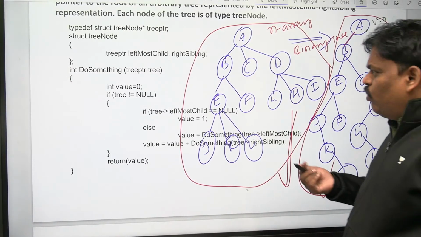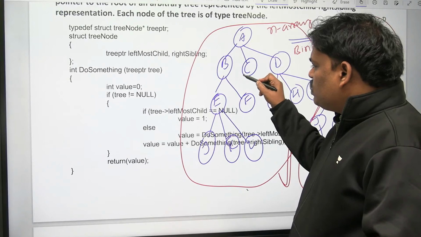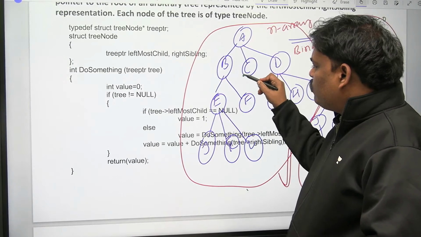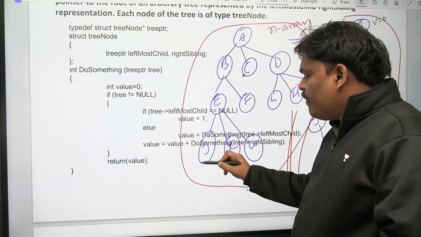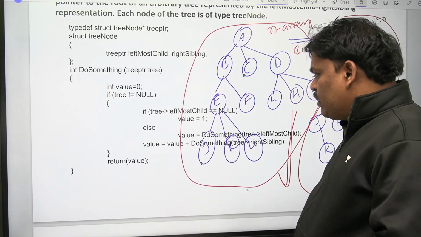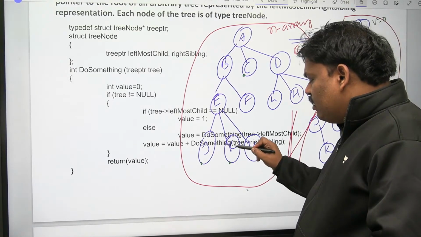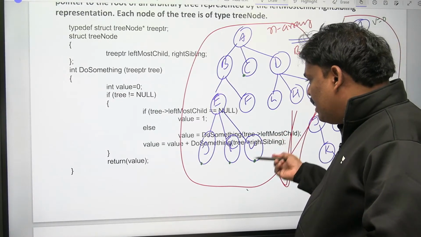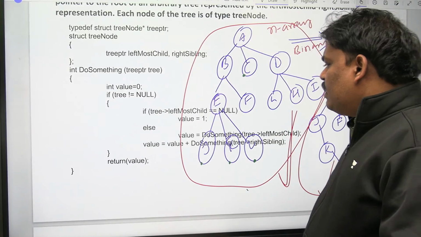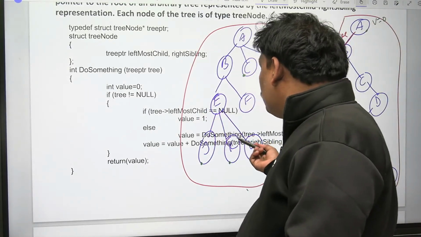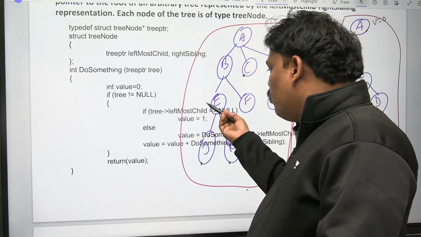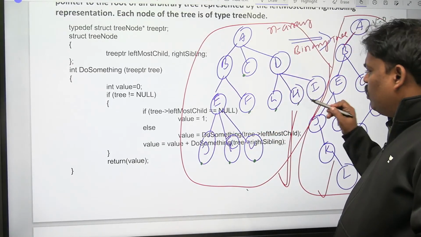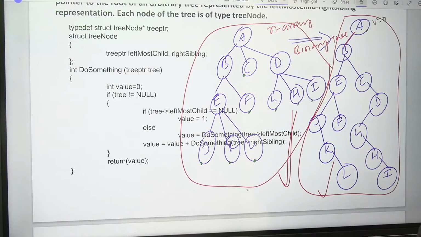See this one. Here leftmost child is null, then only 1. Here also leftmost child is null, then 1. Here also, null, then 1. I think, listen, whenever leftmost child is null, then you are writing 1, which means you are counting leaf nodes. I think you are counting leaf nodes. Please check. Anyhow, I will check once.